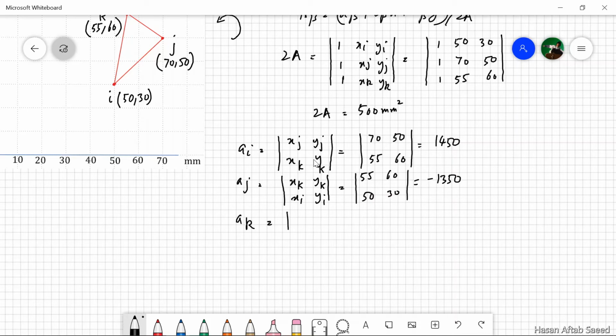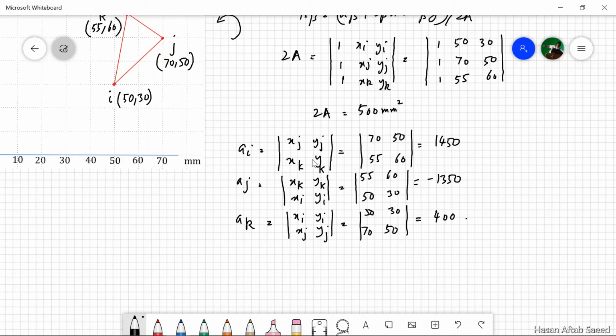Now AK, similarly X, X, Y, Y, I, and J and J. Now you have 50, 30 here, this one, and then you have 70 and 50. It's kind of a cycle going on here. And this turns out to be 400.